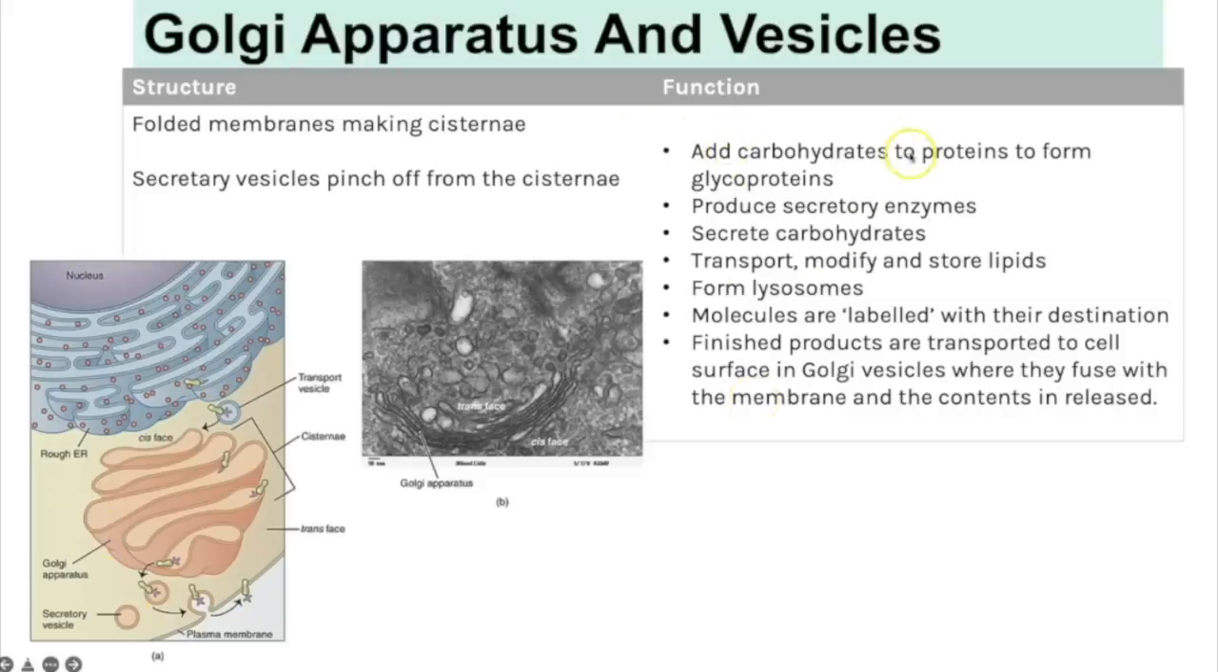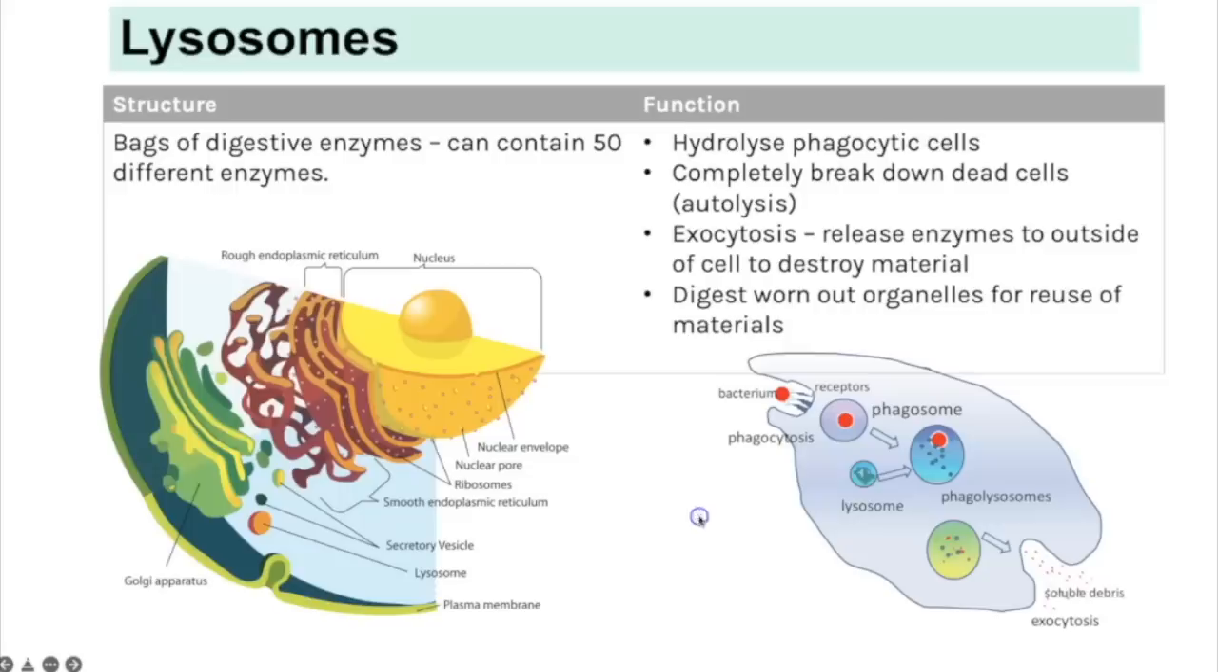So it could be that the carbohydrates are being added to proteins to make glycoproteins, which might be embedded within the cell membrane. You can also produce secretory enzymes, carbohydrates, transport and modify lipids. We get lysosomes. Molecules are also labelled with their destination, essentially meaning they're going to have a molecule added so they'll be able to bind to receptors on the target cell for where that molecule is needed.